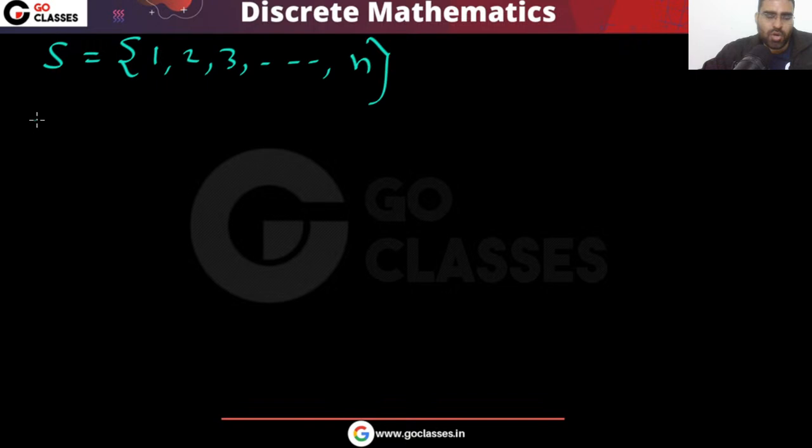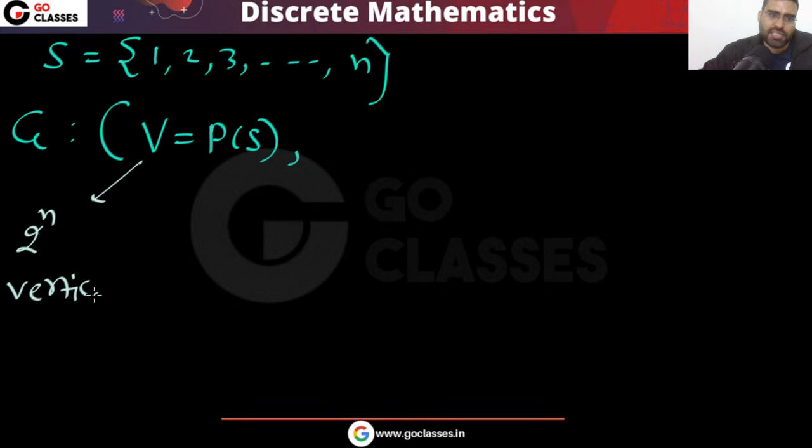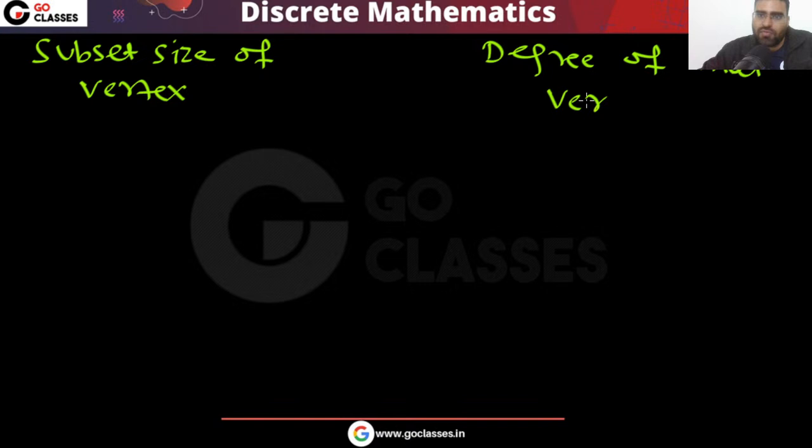Just understand. You have this set. In this set, you have total n elements. You are creating a graph. In this graph, the set of vertices is the power set of S. So you have total 2 power n vertices. And there are some edges. Again, the same chart we will create: the subset size of vertex, and here we will write the degree of that vertex.